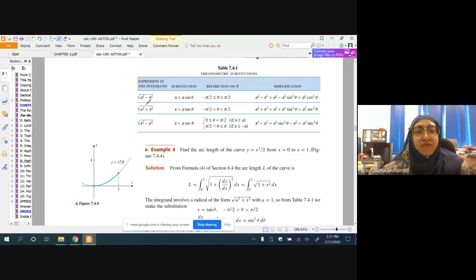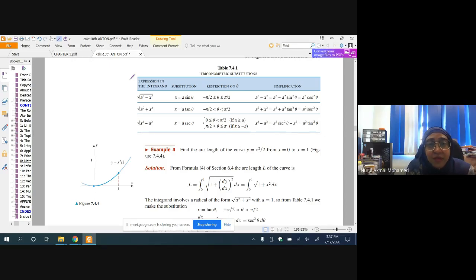We went through the first cases here. I've mentioned before, if you have a square root of a squared minus x squared, then the substitution that you have to use is x equal to a sine theta. But then what if your integration is involving a squared plus x squared, instead of a squared minus x squared?